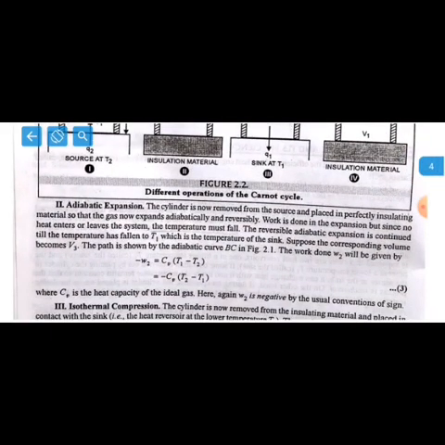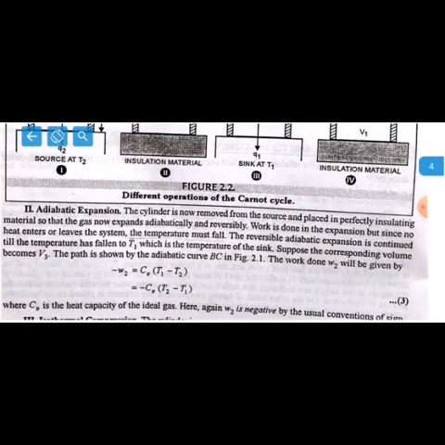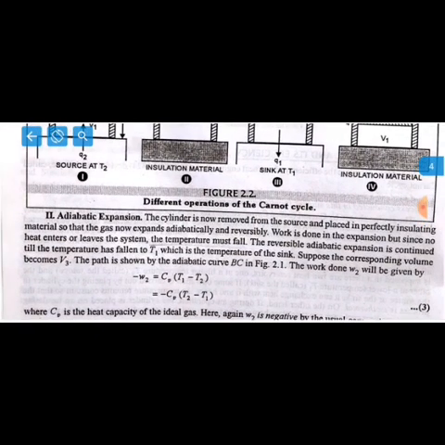Adiabatic expansion. The cylinder is now removed from the source and placed on perfectly insulating material so that the gas now expands adiabatically and reversibly. Work is done in the expansion, but since no heat enters or leaves the system, the temperature must fall. The reversible adiabatic expansion is continued till the temperature has fallen to T1, which is the temperature of the sink. Suppose the corresponding volume becomes V3. The path is shown by the adiabatic curve BC.